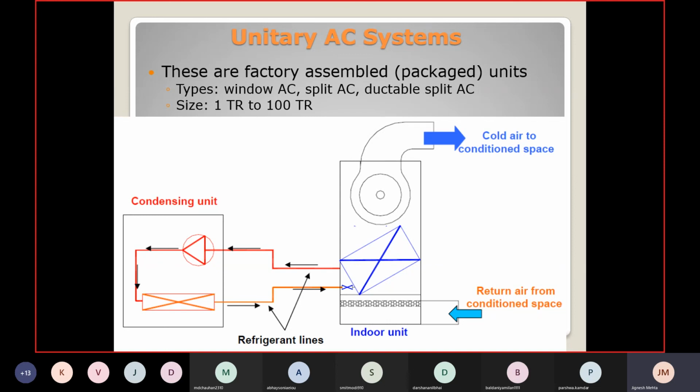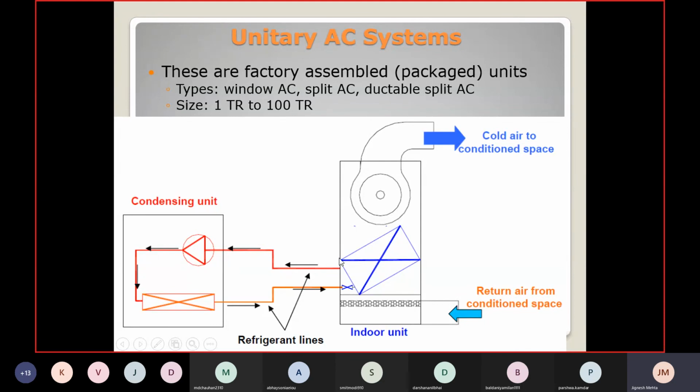But ductable split ACs have a provision as shown here. You can connect a duct with that, and you can carry that duct to some distance, and you can even distribute it in the given space, right? So the schematic of that is shown. This is the chilled water producing unit, or it can also be refrigerant. This may be the direct expansion coil also.